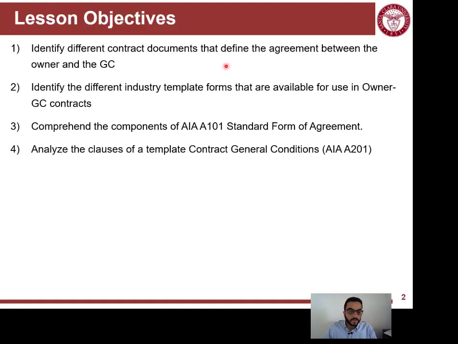So in this lesson, we'll learn about identifying the contract documents that define the agreement between the owner and the general contractor, and identify also the industry template contracts that are available for owners and contractors to use in their contracts. And then we'll learn about some of these templates, the AIA A101 and A201 for the standard form of agreement and the general conditions.